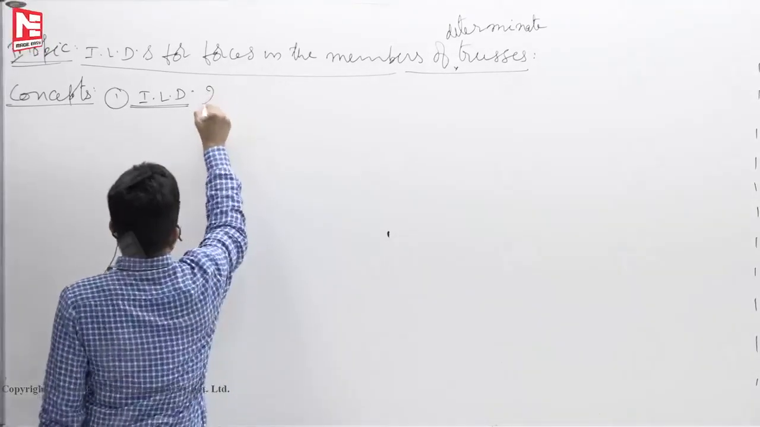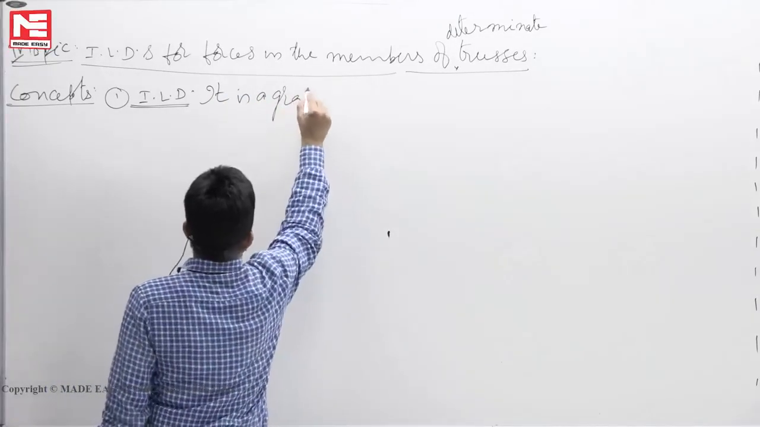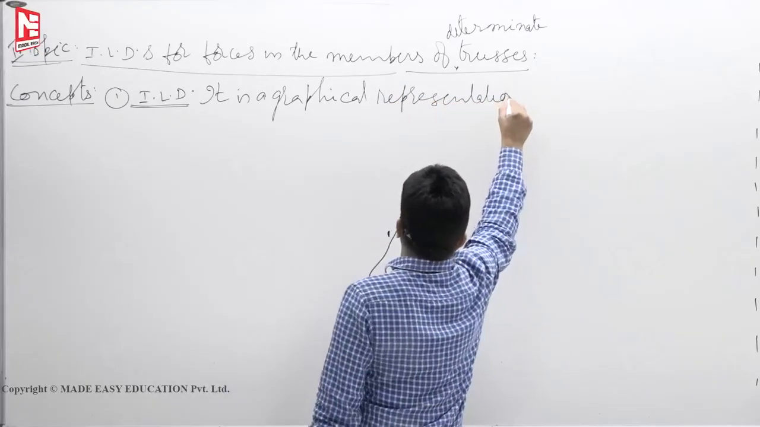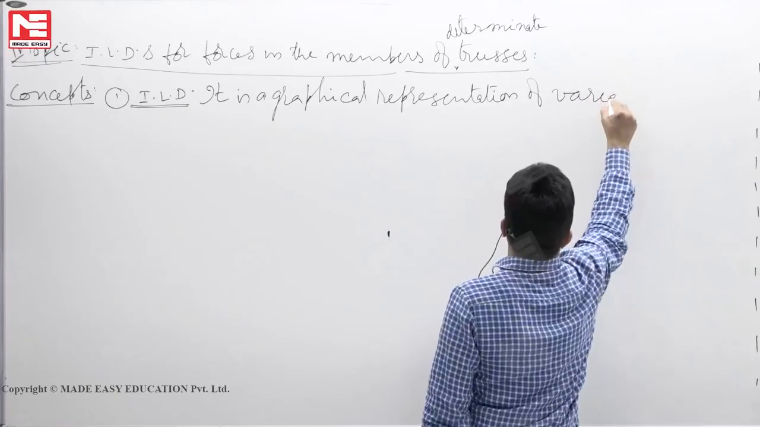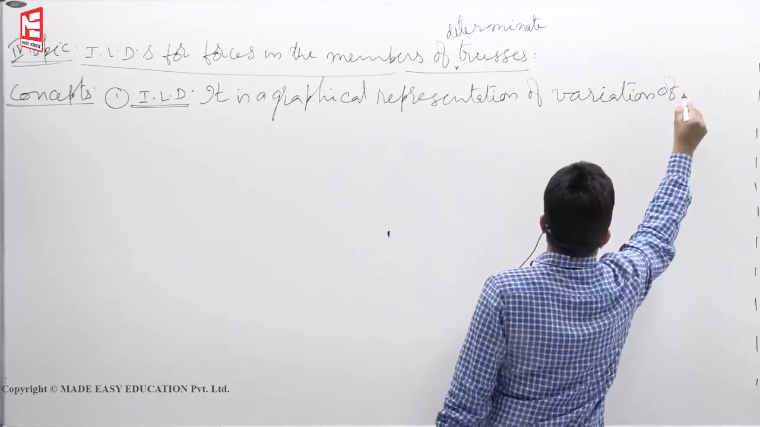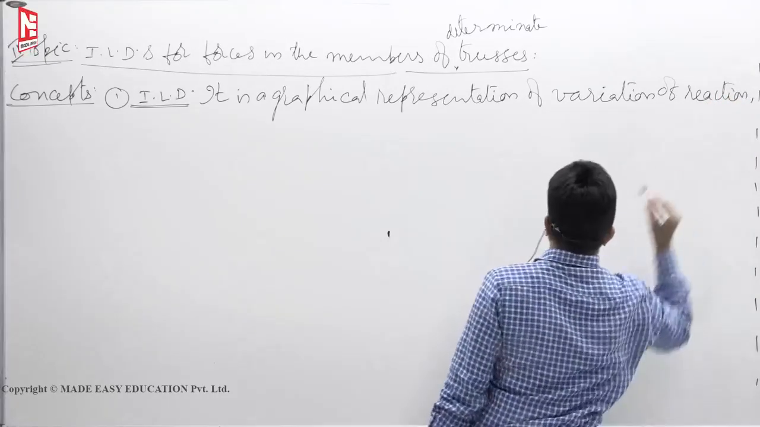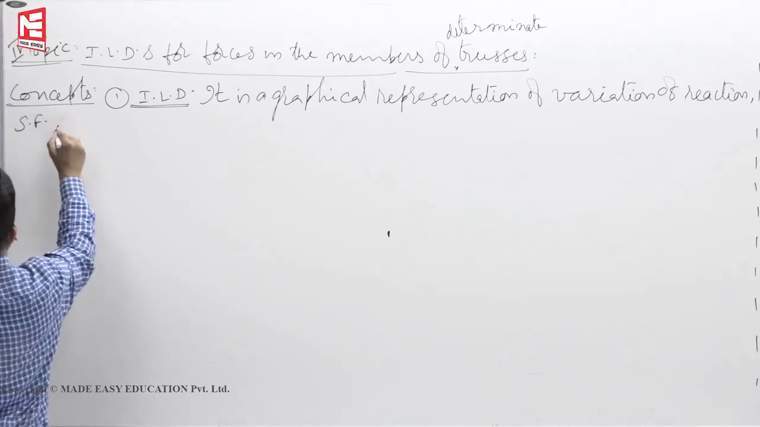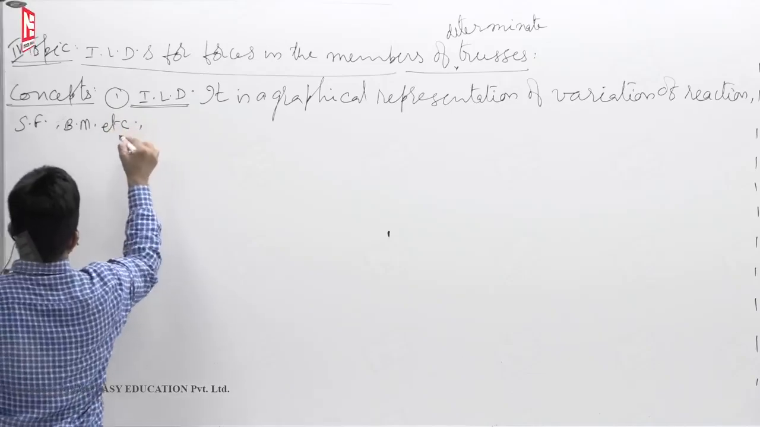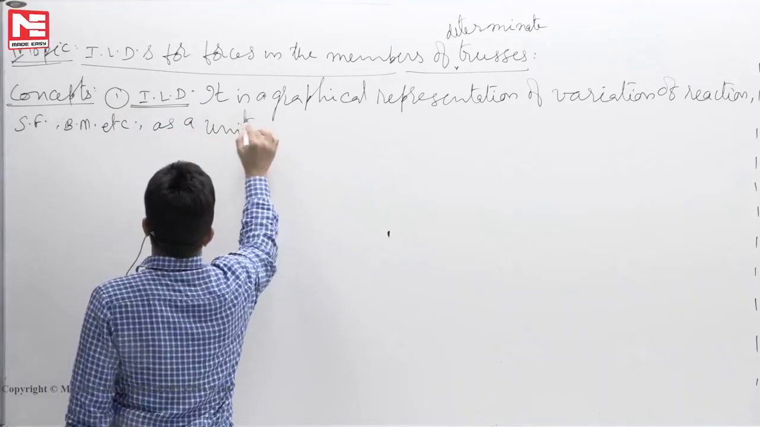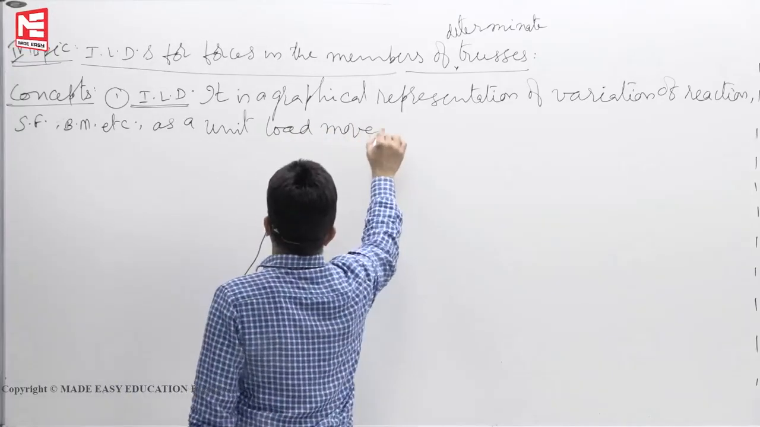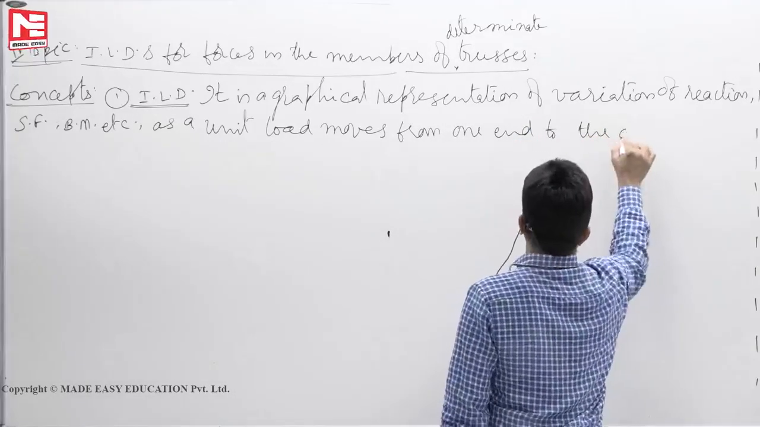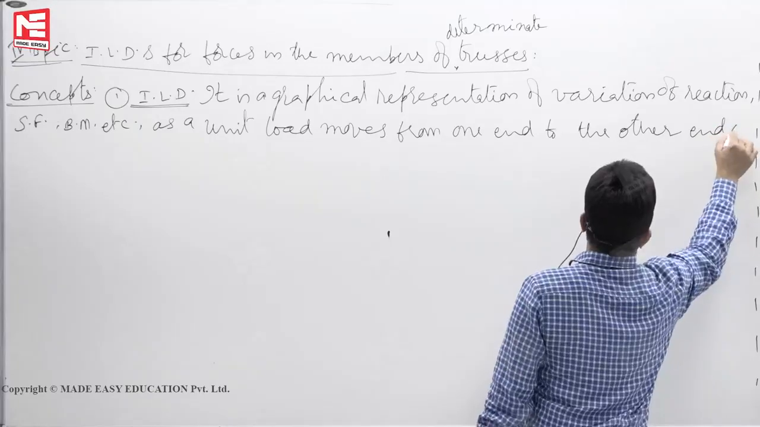Okay, so ILD means it is a graphical representation of variation of reaction, shear force, bending moment, etc., as a unit load moves from one end to the other end of a structure.